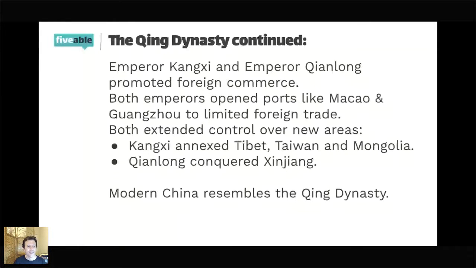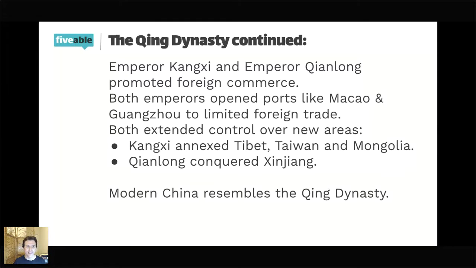Now, two top emperors were Emperor Kangxi and Emperor Qianlong. They both promoted foreign commerce. They both opened ports and promoted them, like Macau and Guangzhou, which is also known as Canton, the limited foreign trade.